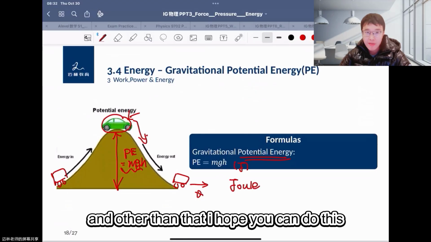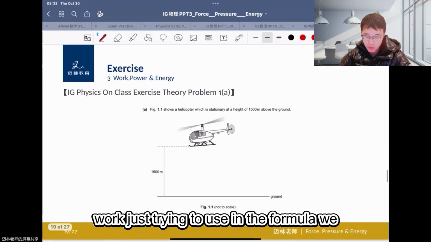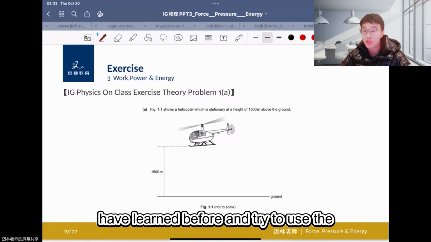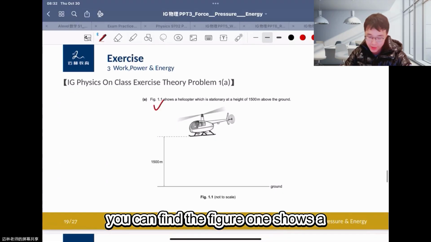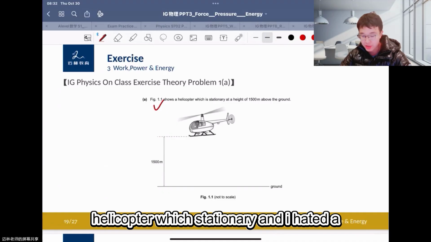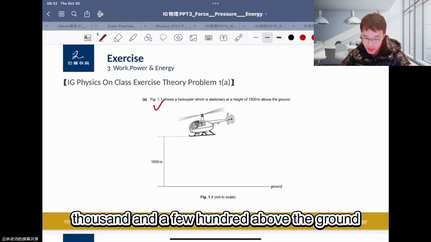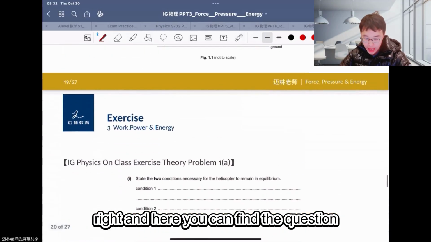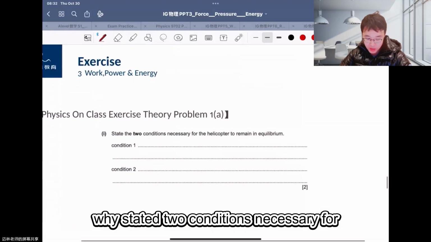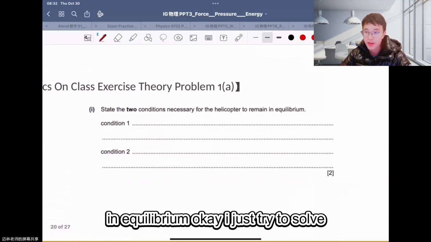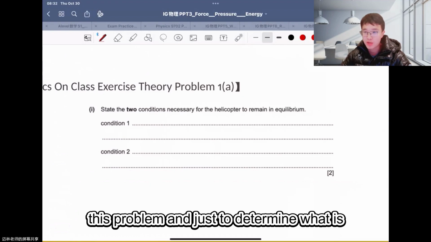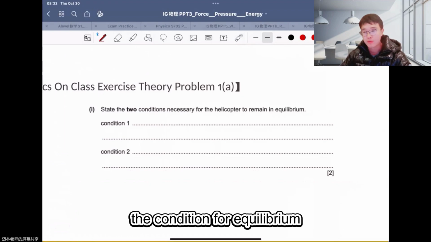Okay, and after that, I hope you can do this work, just try using the formula we have learned before and try to use the concepts we have learned before, okay? So here you can find figure one shows a helicopter which is stationary at a height of 1,500 above the ground, right? And here you can find question one states the two conditions necessary for the helicopter to remain in equilibrium, okay? We just try to solve this problem and determine what is the condition for equilibrium.